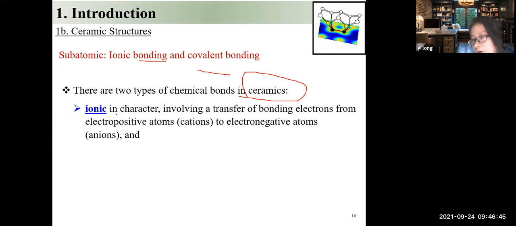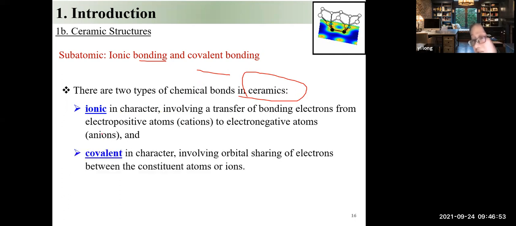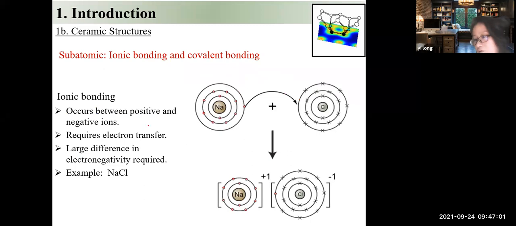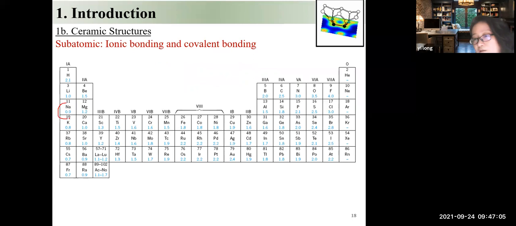Ionic character involves the transfer of bonding electrons from the cation to the anion, and covalent is very simple. Co means they have to share, involving the orbital sharing of electrons. The simplest example is sodium chloride. Sodium is here, chloride is here, very far away on the periodic table.